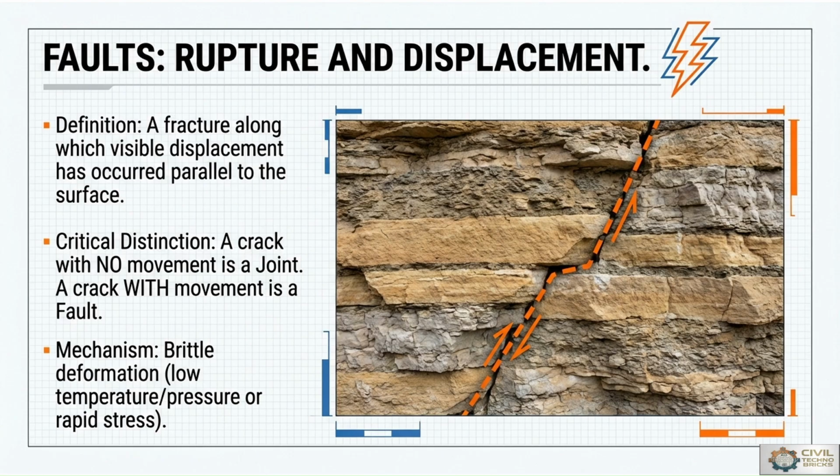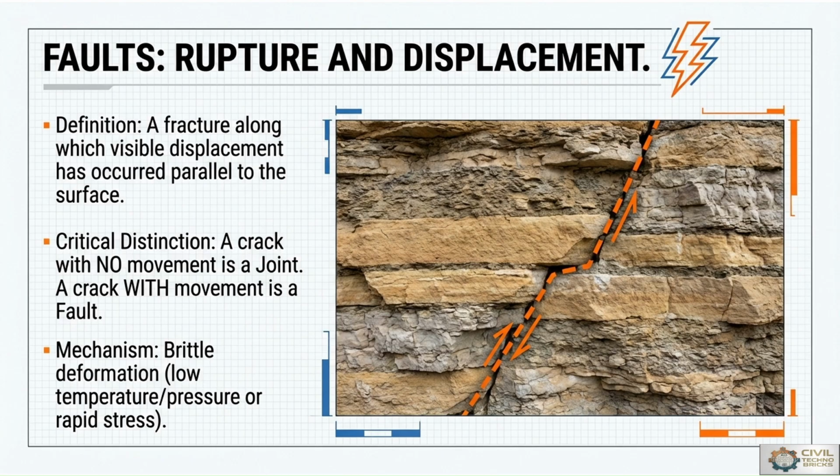instability near engineering structures. The block above the fault plane is called the hanging wall, while the block below it is known as the footwall. A fractured rock where visible displacement has occurred parallel to the surface is shown in orange color, where a crack with no movement is a joint, and a crack with movement is a fault. A simple differentiation between fault and joint is that a crack with no movement is a joint, and a crack with movement, deformation, or displacement is a fault.